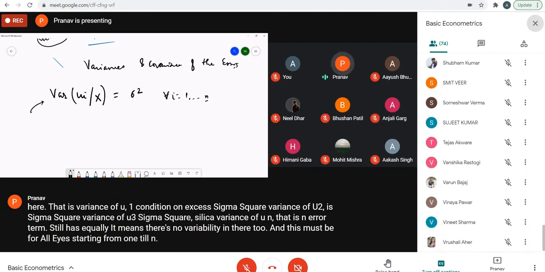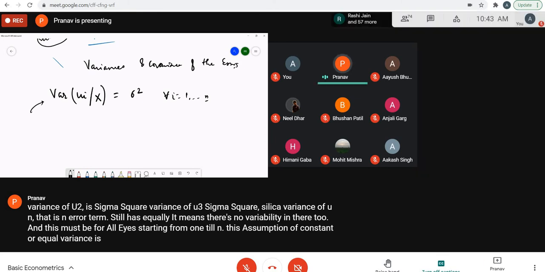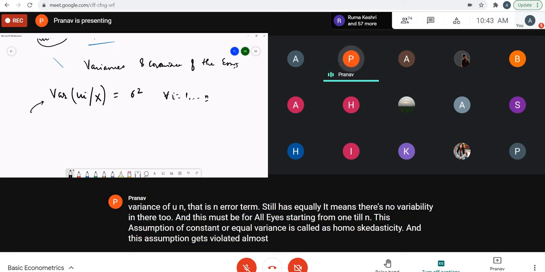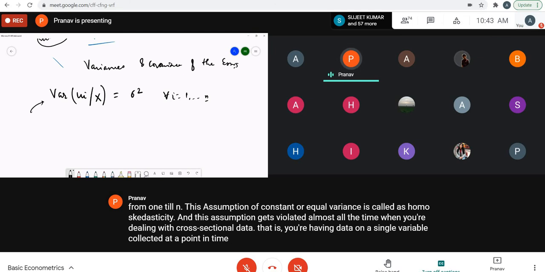This assumption of constant or equal variance is called homoscedasticity. And this assumption gets violated almost all the time when you're dealing with cross-sectional data, that is, data on a single variable collected at a point in time across different sections of the population.